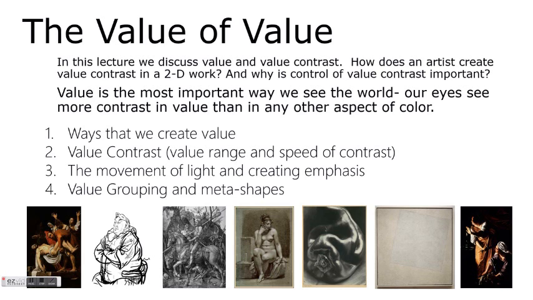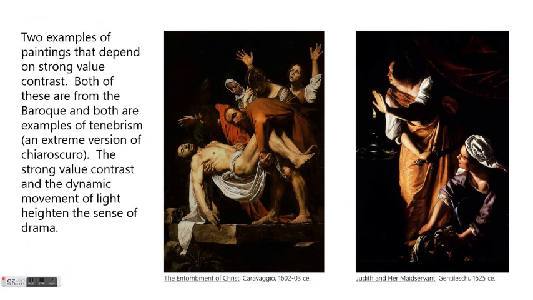Anyway, so this first lecture is on value, and I'm going to do it, I think, in two parts. The first part focusing primarily on just talking about the ways that value is created in a picture, in a two-dimensional work of art. And then in the second part, we'll talk about value contrast and different ways of looking at value contrast, and also the ways that value is used in a composition in terms of creating emphasis and in terms of grouping shapes together.